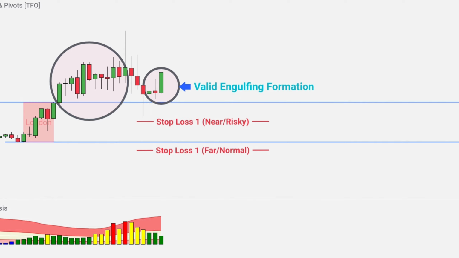Nevertheless, the breakout of the session box to the upside, a proper retracement, and finally, the formation of a clear bullish engulfing candle suggest a low risk, high reward potential. You can enter the trade from the closing level of the last green candlestick, and two different stop-loss levels can be used.